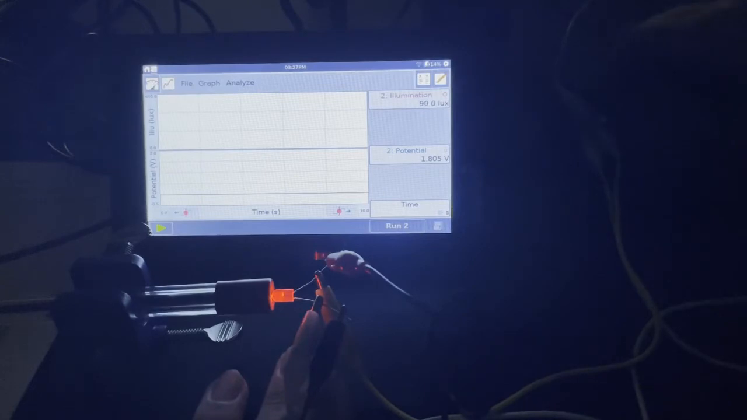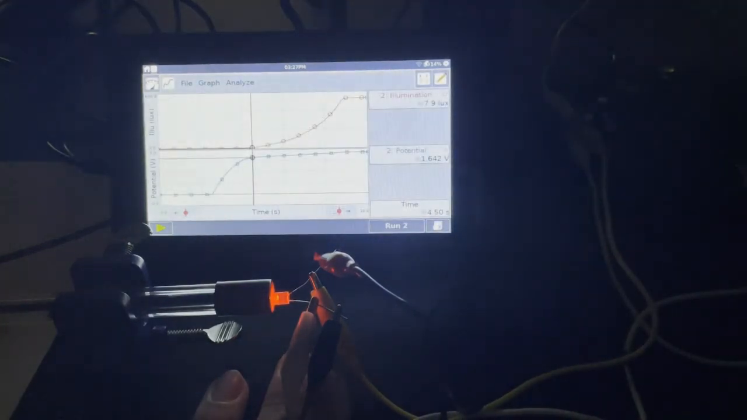Alright, so we're going to start with the red light. So let's start recording and increase the voltage. And you can see we got the point we're looking for. So right here is when we just started to get some light. So let's check that. And it looks like at that point, our voltage was 1.642 volts.